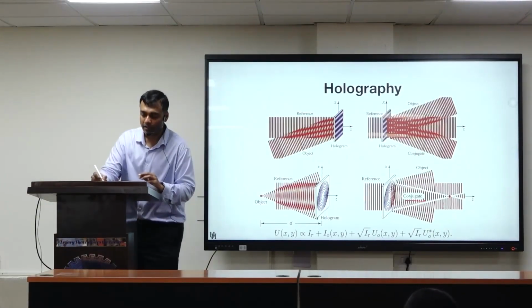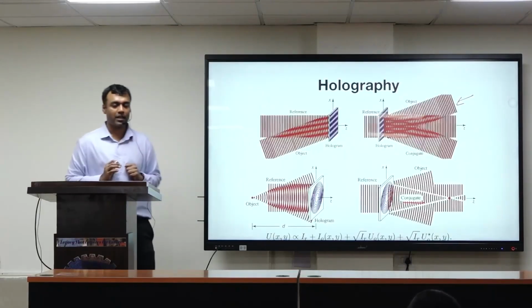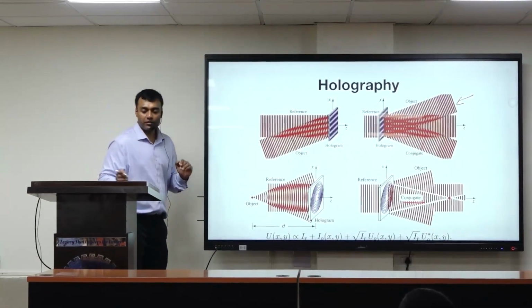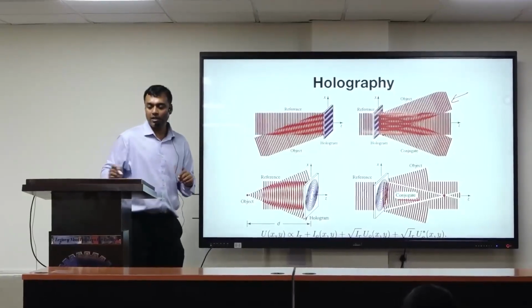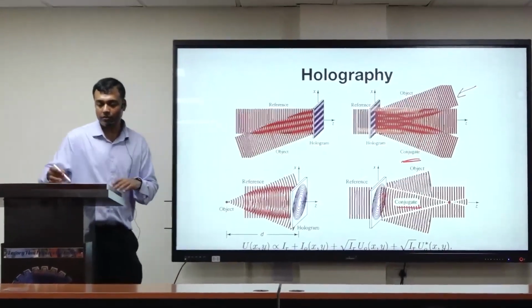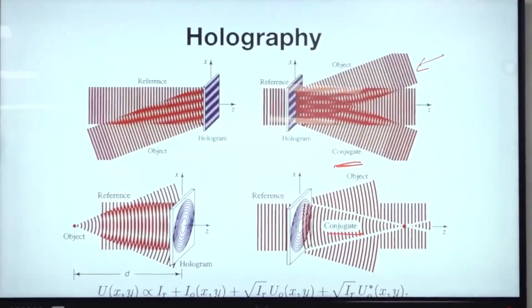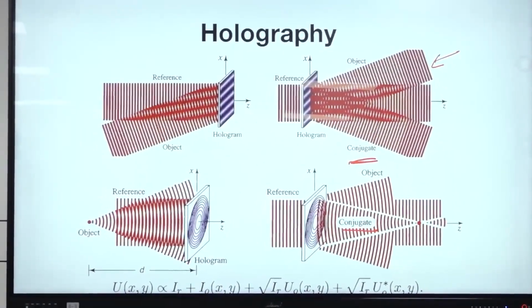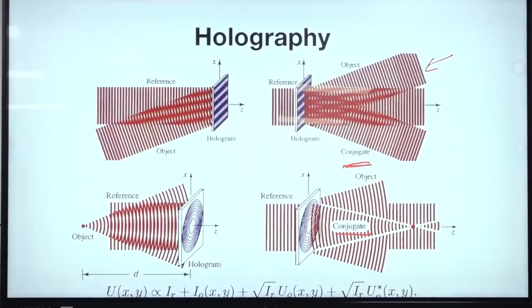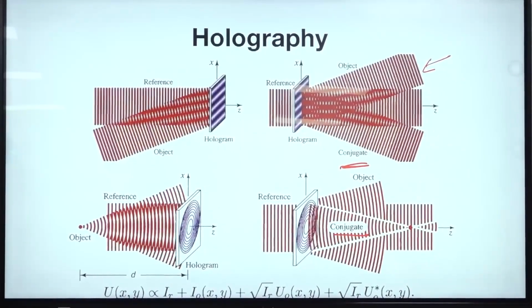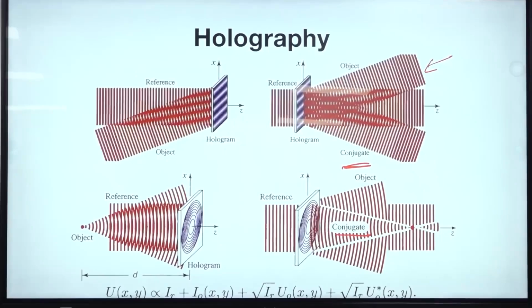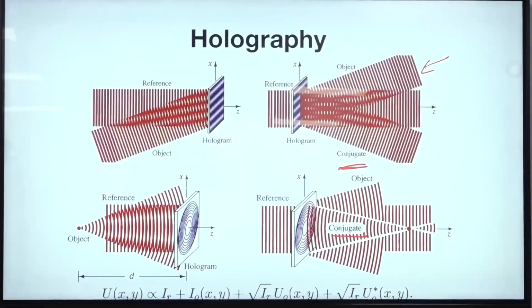If you look at it only from this angle, it looks perfectly fine. But if you look at it from a slightly different angle, you may be seeing a mixture of the object and the complex conjugate, and that's when it will not look exactly right. So holography of this type, off-axis holography, works very well when you look at it from a certain angle or a certain range of angles.